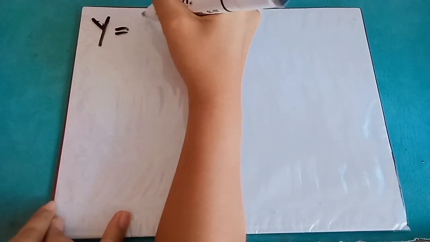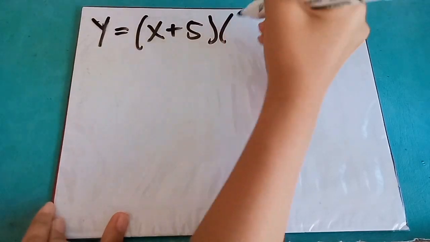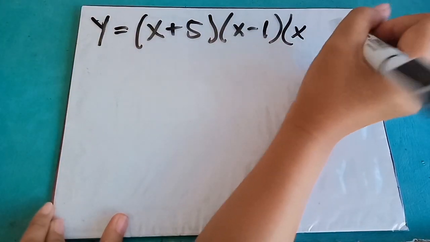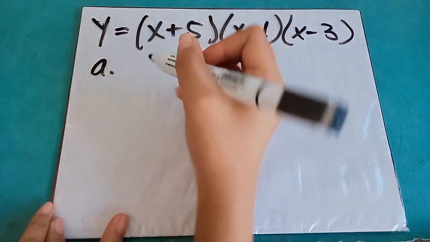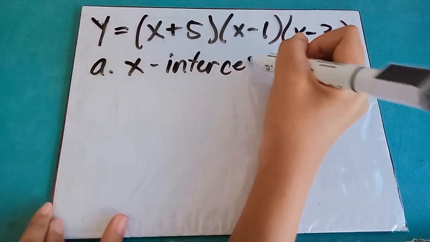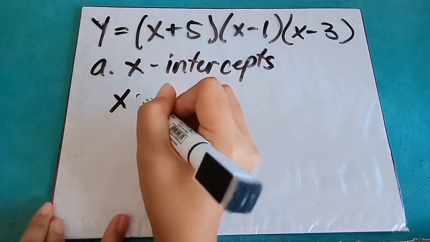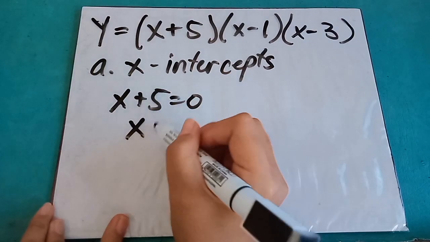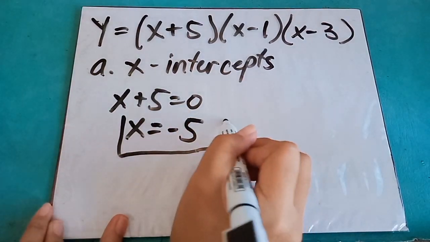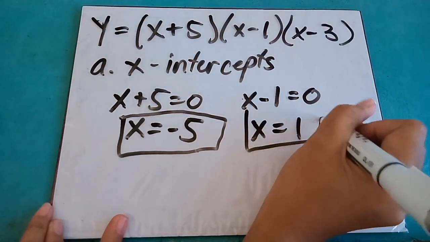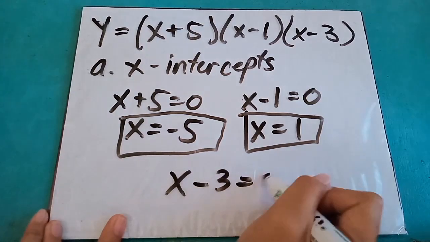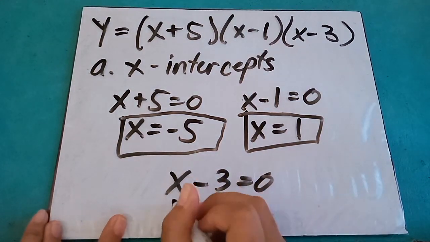Example number 1. Y is equal to the quantity of x plus 5 times the quantity of x minus 1 times the quantity of x minus 3. To get the x-intercepts, we need to equate each factor to 0, transpose, and change the sign. So, x plus 5 is equal to 0, x is equal to negative 5. X minus 1 is equal to 0, x is equal to 1. X minus 3 is equal to 0, x is equal to 3.